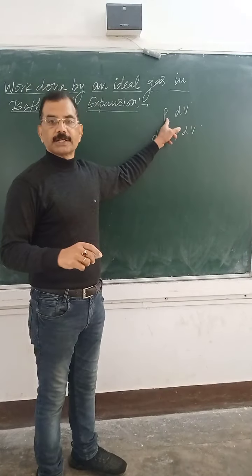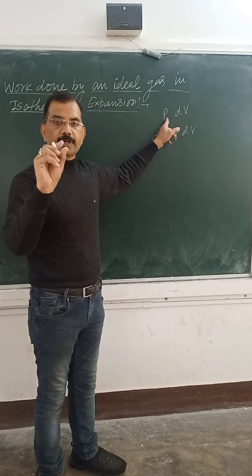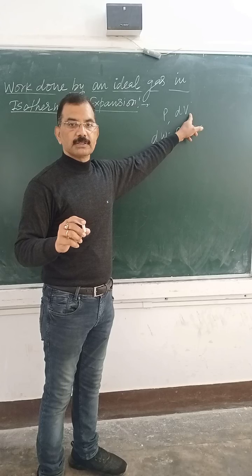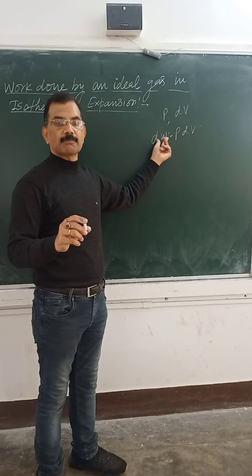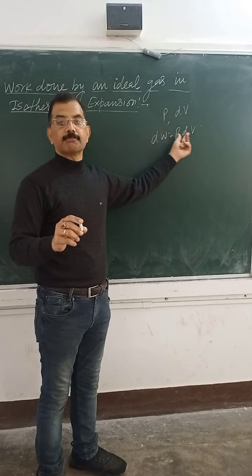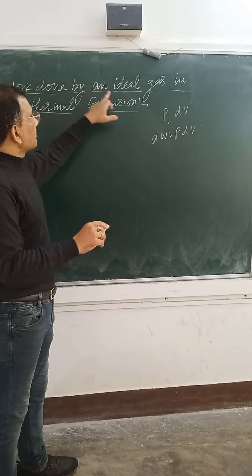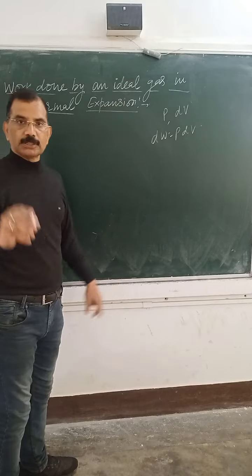Suppose the instantaneous pressure of a gas is P, and when its volume increases by a small amount dV, then in this process the work done by the gas dW is given by P into dV. So here, the work done by an ideal gas in isothermal expansion.